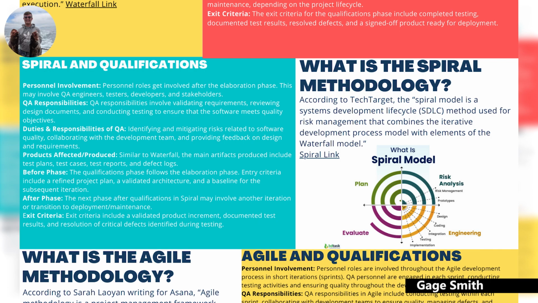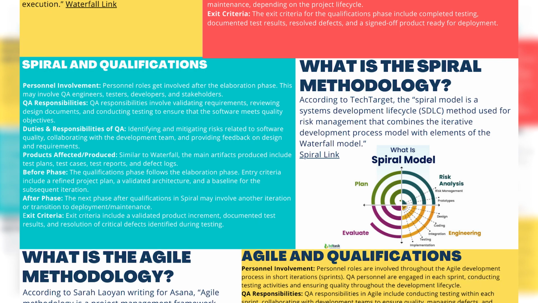Now on to the before and after phases. The qualification phase follows the elaboration phase. Entry criteria include a refined project plan, a validated architecture, and a baseline for the subsequent iteration. The after phase, the next phase after the qualification in the spiral methodology, may involve another iteration or transition to deployment or maintenance. The exit criteria include a validated product increment, documented test results, and resolution of critical defects identified during testing.